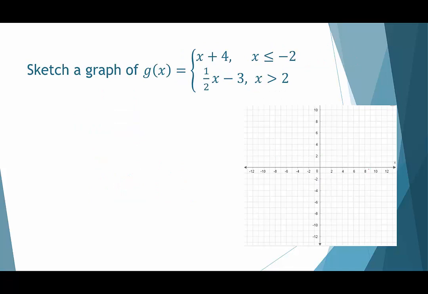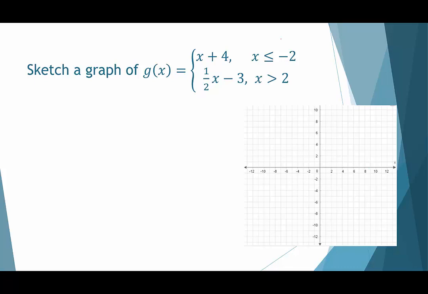Our next example, we also have g of x. This time we have two pieces where one piece ends at -2 and the next piece starts at 2. So we'll have a little break in the graph, which is fine, it doesn't matter. But we know that the values between -2 and 2 are not part of the domain of this graph.